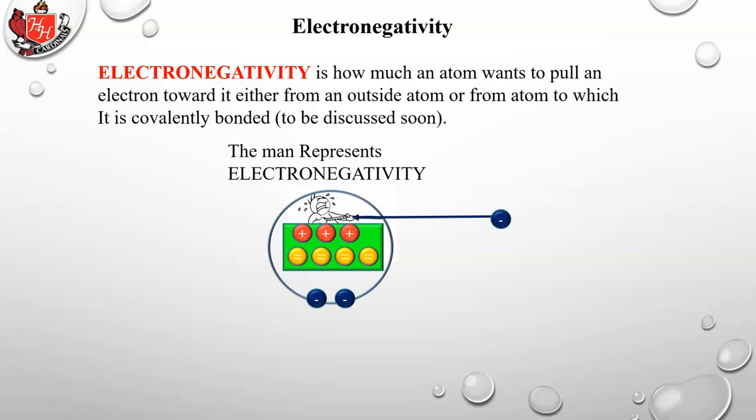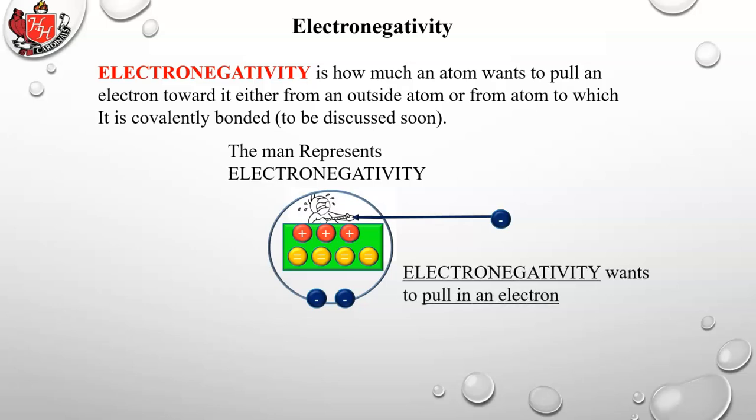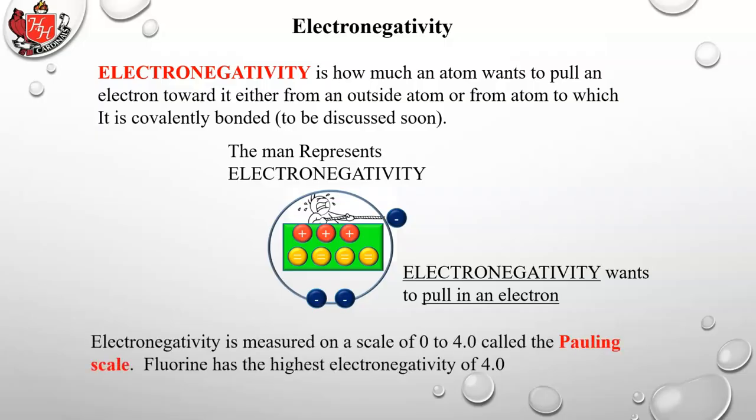So the man represents electronegativity. It's basically the pull of the protons. And electronegativity wants to pull in an electron. So there goes the electron getting pulled in. Electronegativity is measured on a scale of 0 to 4 called the Pauling scale. Fluorine has the highest electronegativity at 4.0.